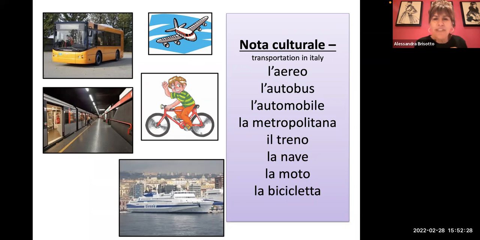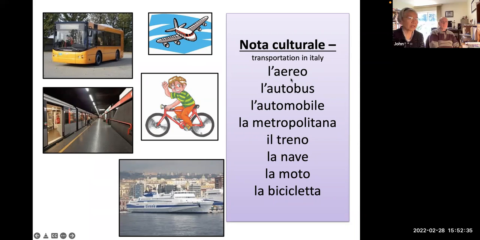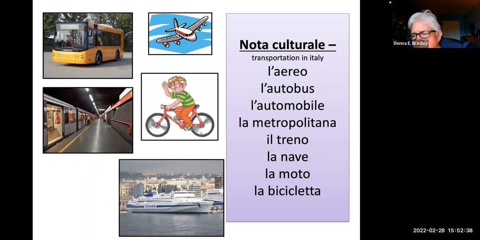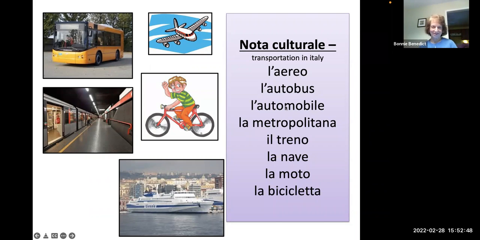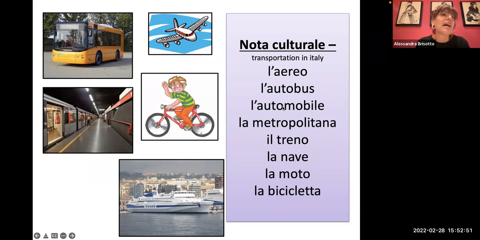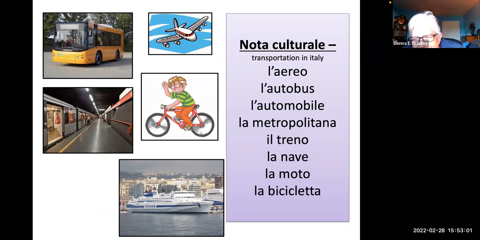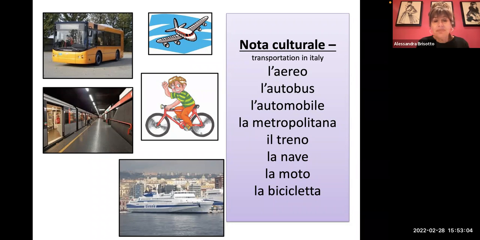So in this case, we have different transportations. What is l'aereo? Airplane. L'autobus, bus. L'automobile, car. Normally we say l'auto or la macchina, but the long word is l'automobile. La metropolitana, subway. Here we say la metro instead of la metropolitana.